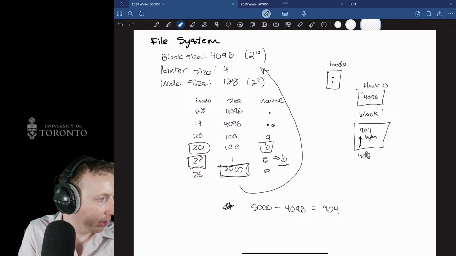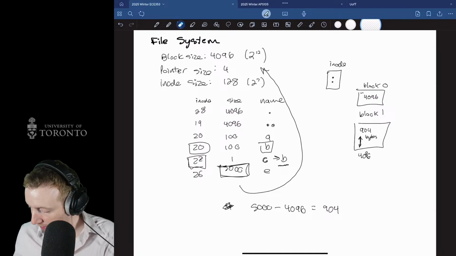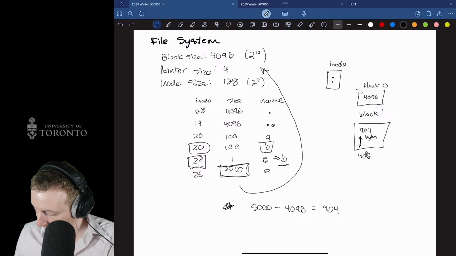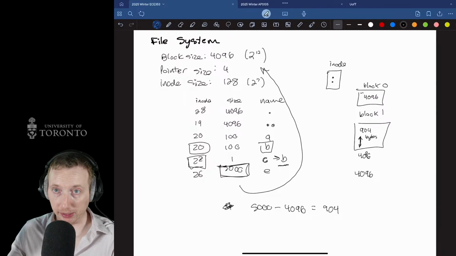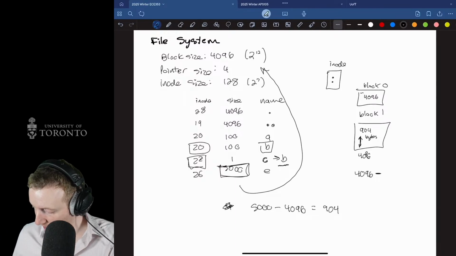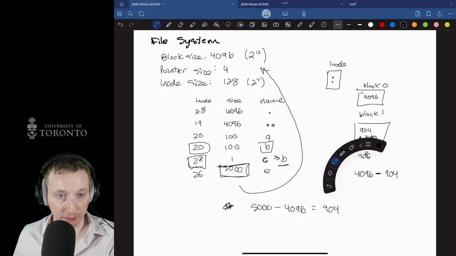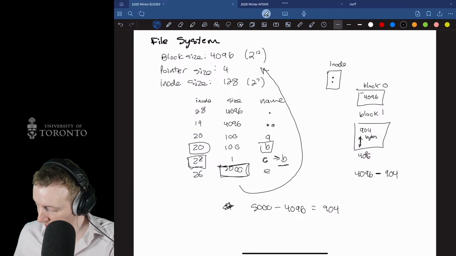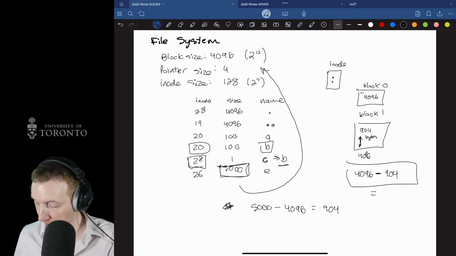And then calculate the number of bytes lost due to internal fragmentation for file E. So it's exactly what we just said here. So we've got 4096 bytes, that's the size of the block, minus however many bytes we're actually using for data, because that's useful information. So minus 904. So the total loss due to internal fragmentation is just this number.